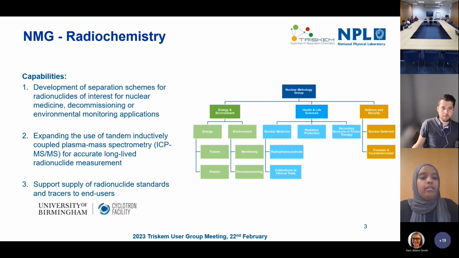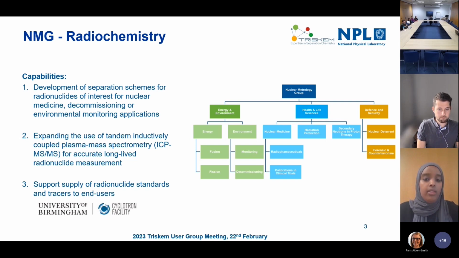The other area is to look at the use of tandem ICP-MS, where a lot of work has been done to look at measurement of some of these nuclei. And the last capability, which will be covered in this talk, is looking at the supply of mass spec tracer materials, which are not of access or have limited availability.